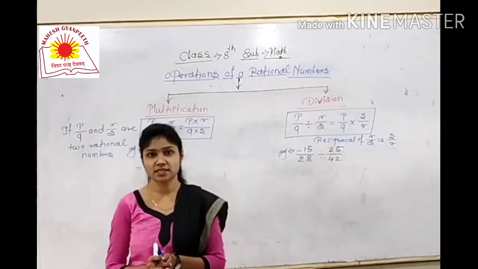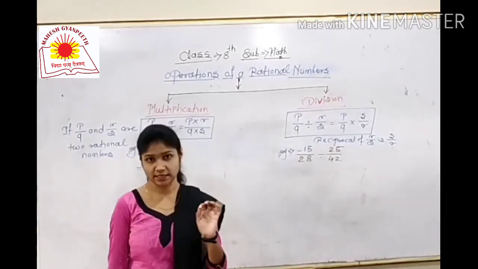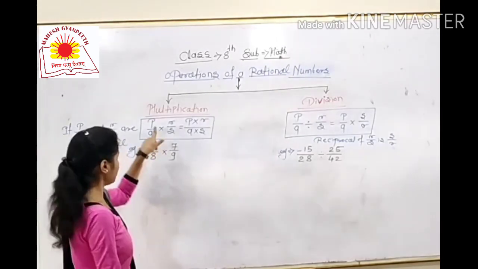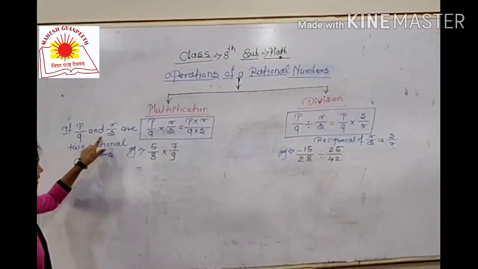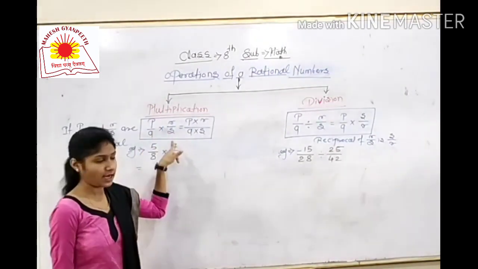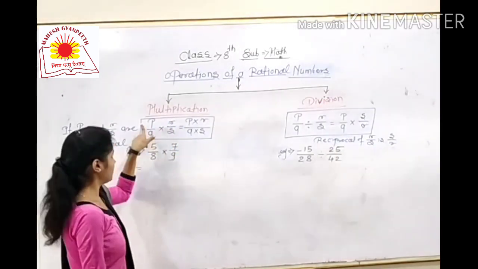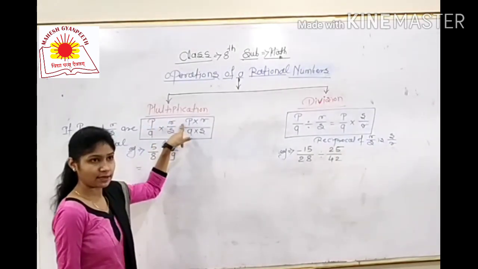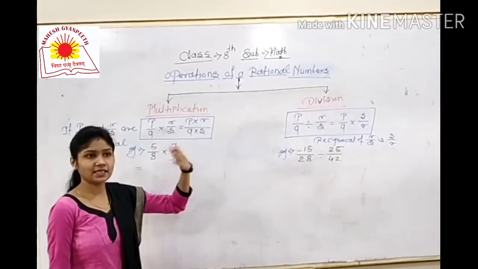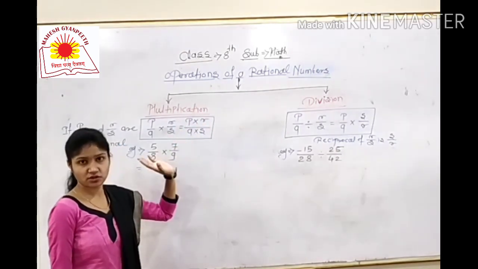Okay, the operation of rational numbers is a very simple topic. This very simple term is multiplication, which means how to multiply two rational numbers. Okay, if P upon Q and R upon S are two rational numbers, P upon Q multiplied by R upon S is equal to how to multiply? There is a simple formula: numerator multiplied by numerator upon denominator multiplied by denominator. Another way to say it is the product of numerators upon the product of denominators. Okay, you have to use this method.